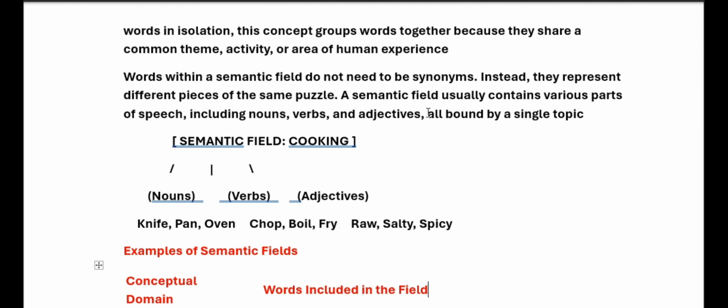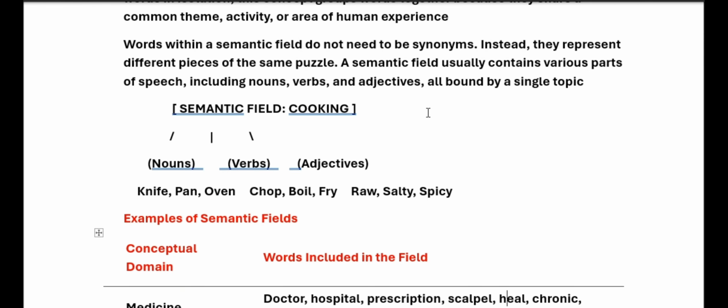Okay, words within a semantic field do not need to be synonyms. For example, nurse and doctor, they are not synonyms. Instead, they represent different pieces of the same puzzle. A semantic field usually contains various parts of speech, including nouns, verbs, adjectives, all bound by a single topic. Let's see an example. Cooking. Now, cooking includes nouns, verbs, adjectives like knife, pan, oven, chop, boil, fry. Okay, these are examples of a semantic field.